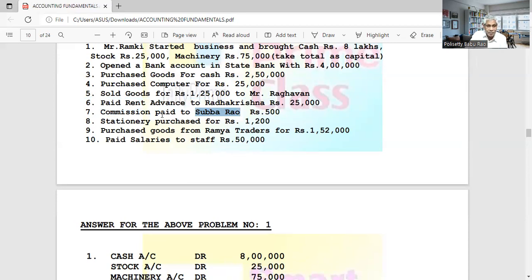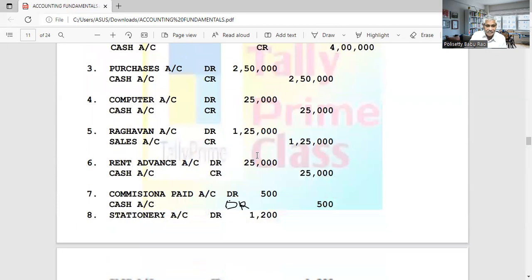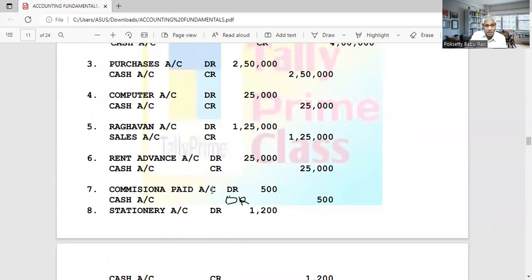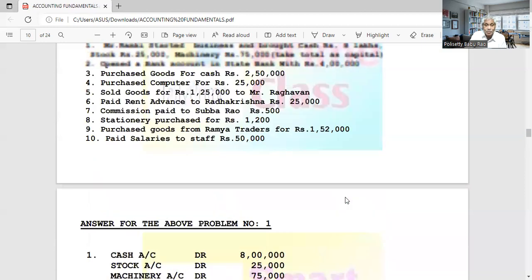So commission paid: commission is one account and paid means cash is another account. Commission is a nominal account. Commission paid is an expenditure, not income. So what is the rule? Debit all expenses and losses. So commission account is to be debited. Cash is going out, so cash account is to be credited. See here, commission account debit 500, cash account credit. Here one thing is to be noted.